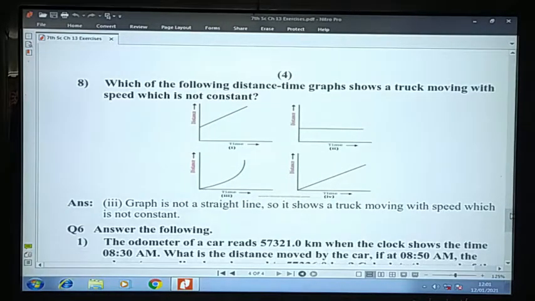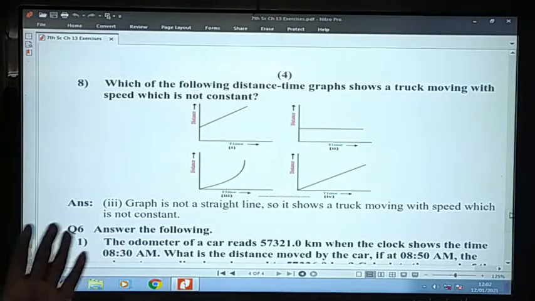Okay, now this one. Which of the following distance time graph shows a truck moving with a speed which is not constant? Not constant. That means the truck's speed is increasing, slowing down, and so on.